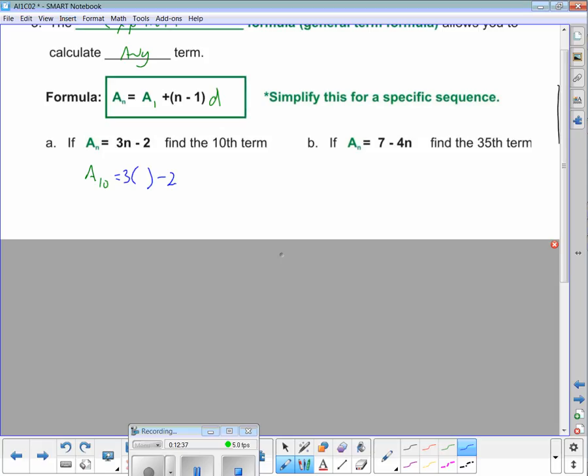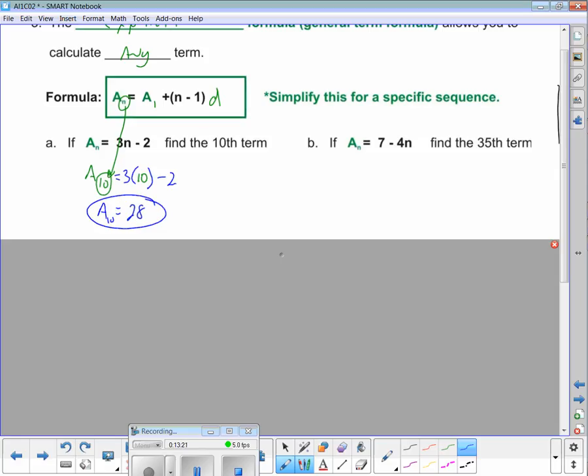So what do I put in for the n? Ooh, a lot of hesitation there. So a lot of people don't know what n is. Right? So what is n? N is 10. N is whatever the term is you're looking for. So finishing this off, 30 minus 2 is a 28, right? 30 minus 2, so the 10th term, I should keep it A sub 10, is 28.